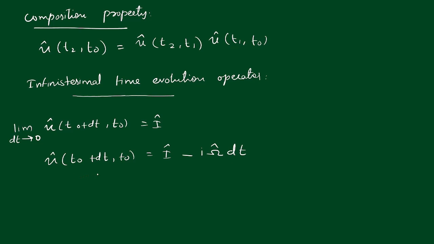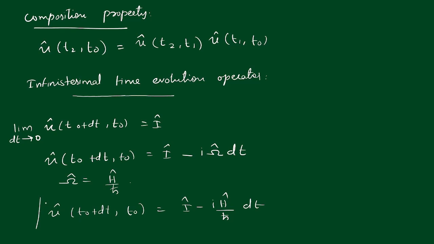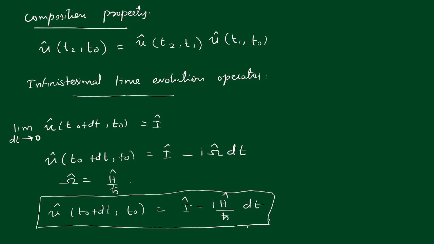And then based on some of the information that we had, we came to the conclusion that this omega has to be H by h cross, right. So we have the infinitesimal time evolution operator, 1 minus i H by h cross dt, all right. Incidentally, we also saw that every Hermitian operator generates a unitary transformation, all right. In this case the time evolution is generated by the Hamiltonian, all right.